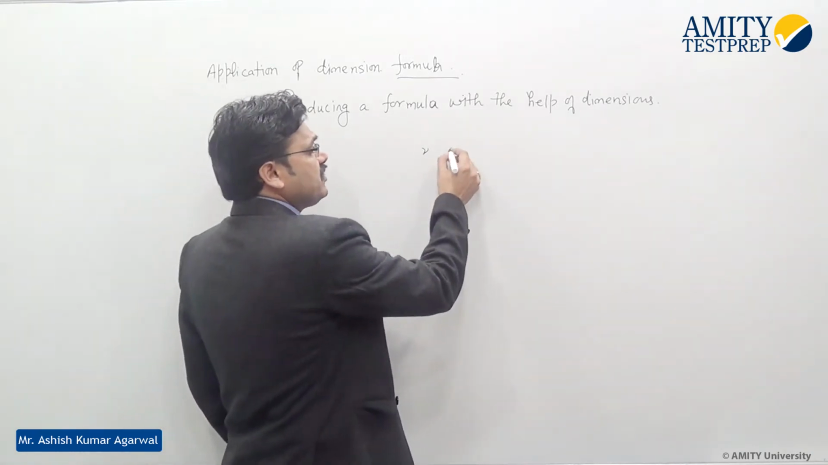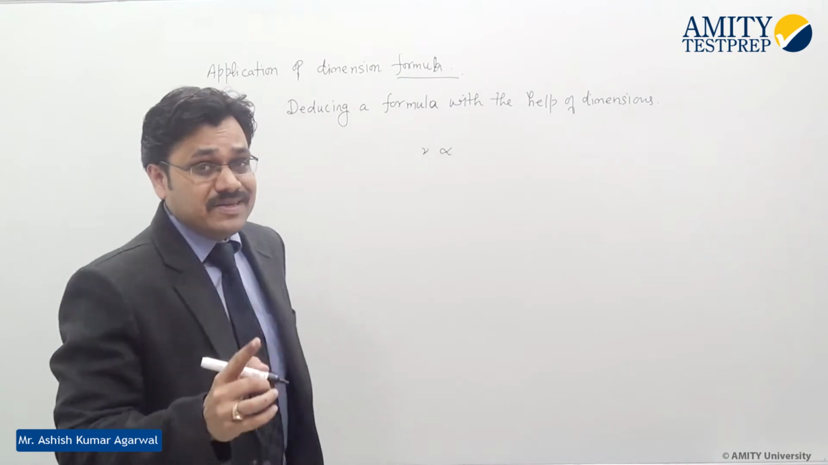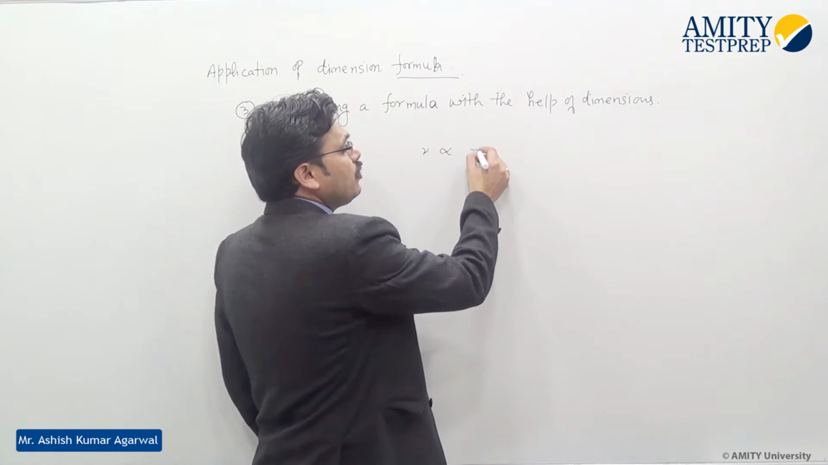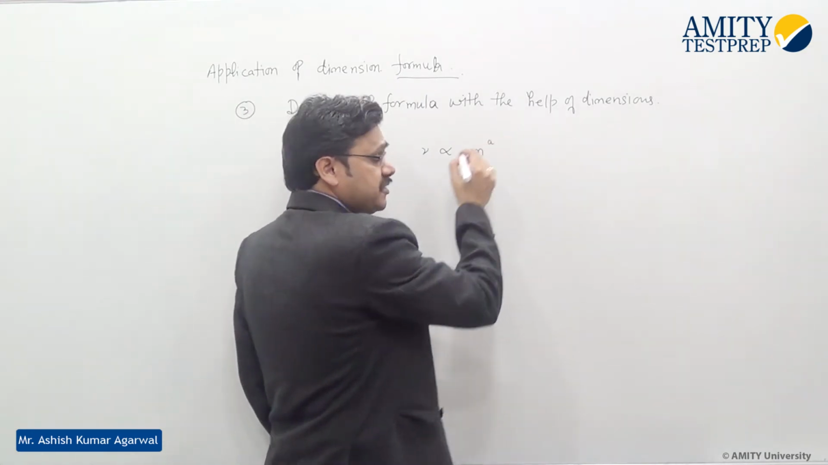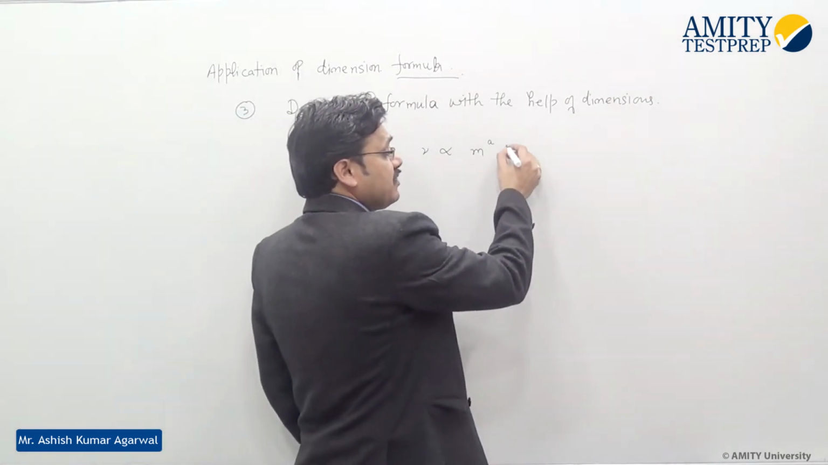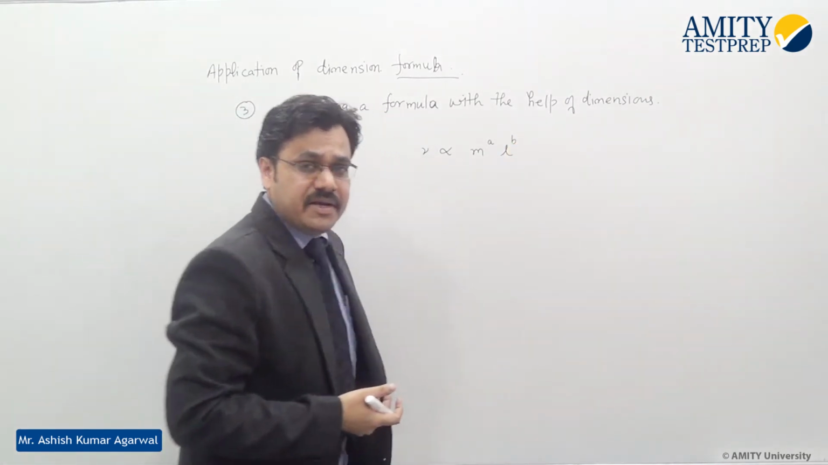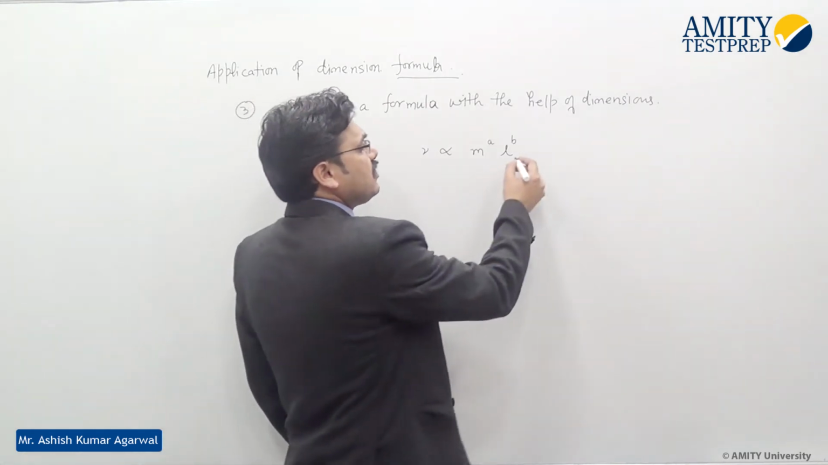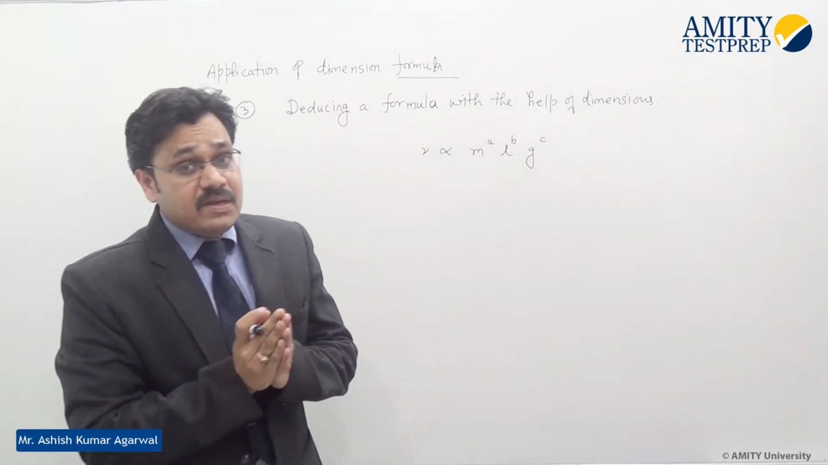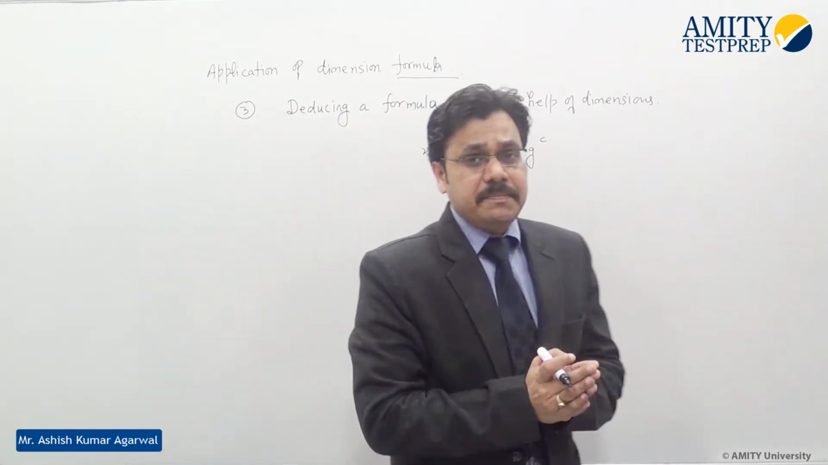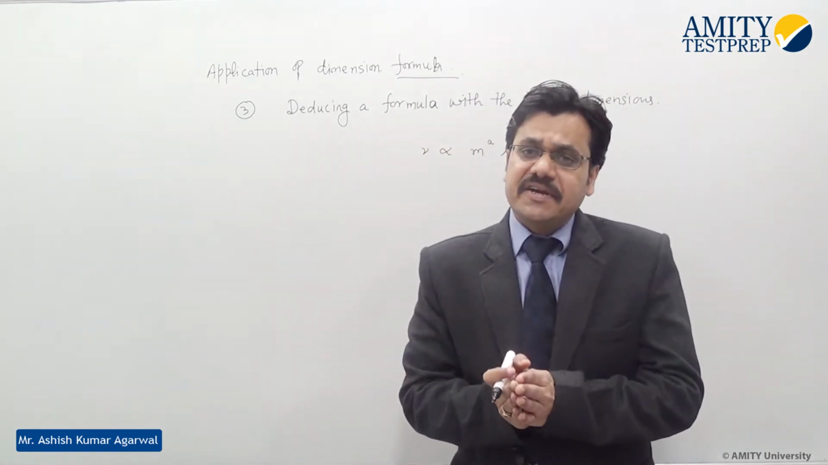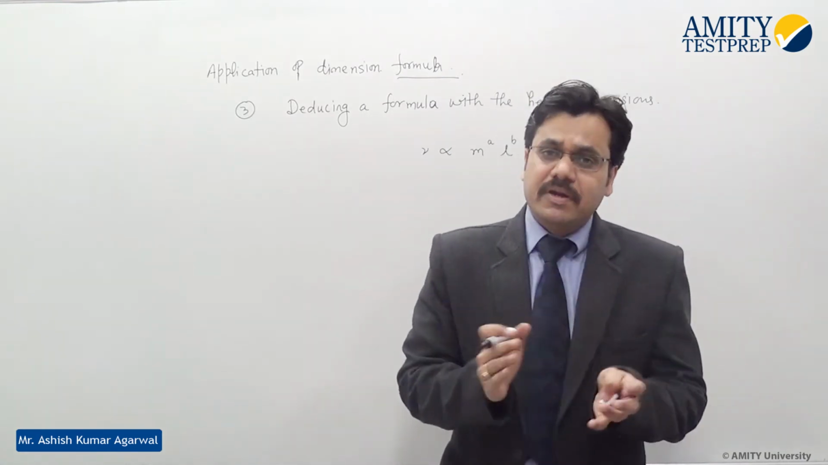So the frequency should be proportional to what I have told you, the mass. You have to put a dimension constant a on the mass as a power. For length you have to put b, another dimension constant, and for g, the third one, you have to put c here. If this relationship is dimensionally true, then I can say the dimension of the left side and the dimension of the right side should be equal.